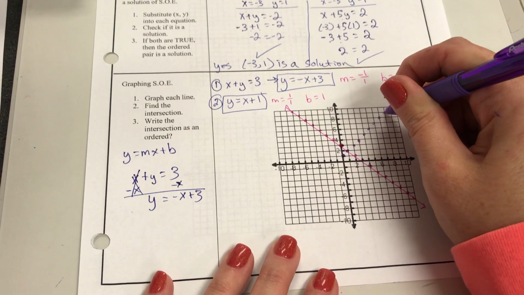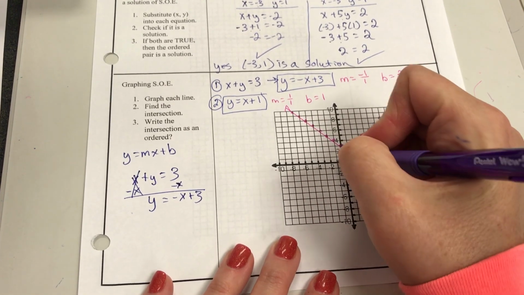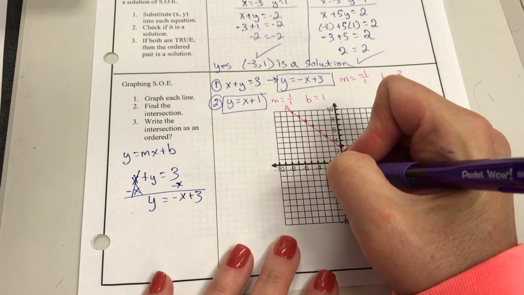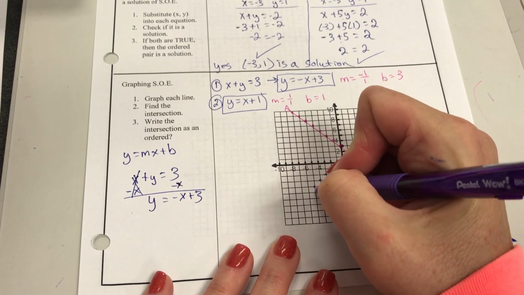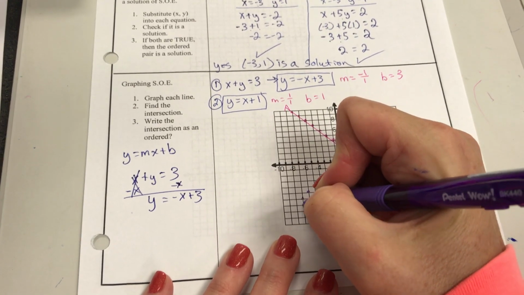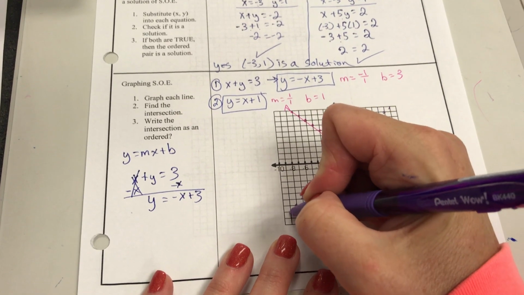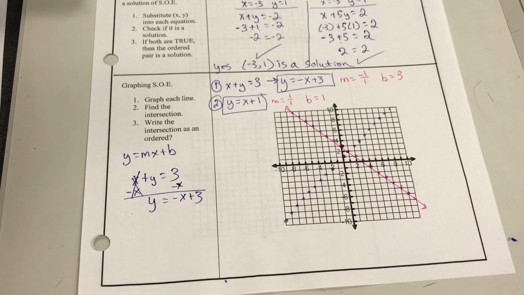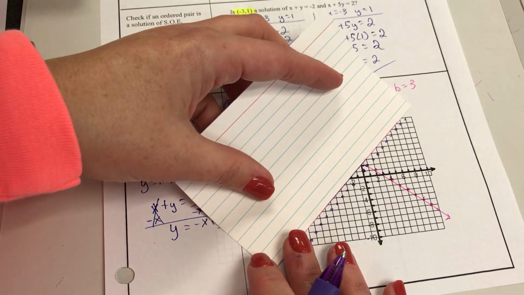So I'm going to go all the way across, and then I'm going to come down 1, over 1, down 1, over 1, and continue that way. All right, now I'm going to draw this all the way across.